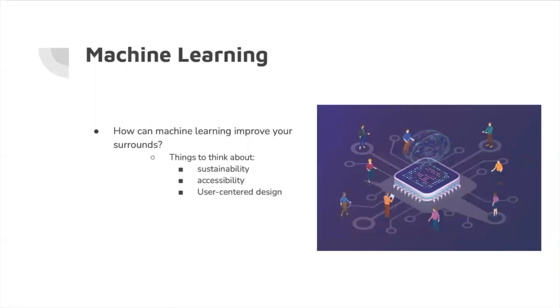So a good way of ending this workshop is let's come up with some ways machine learning can improve our surroundings. How do you think machine learning can improve our surroundings? I want you guys to think of concepts like sustainability, accessibility, maybe user-centered design, and then just give me one example and get the ball rolling. How AI can improve your life or solve a niche problem. You could probably start with something on campus. I'll give an example.